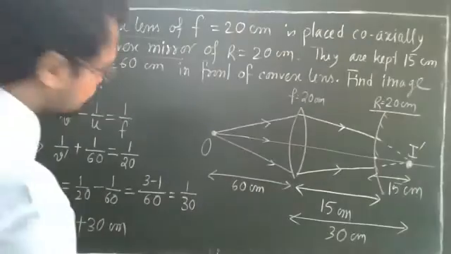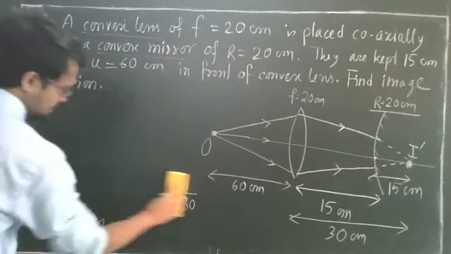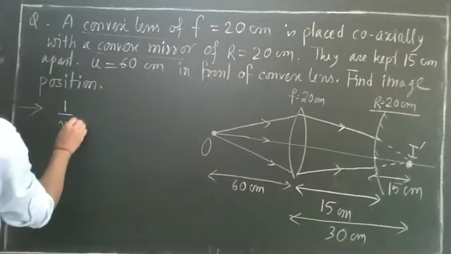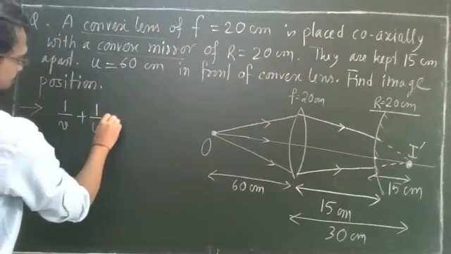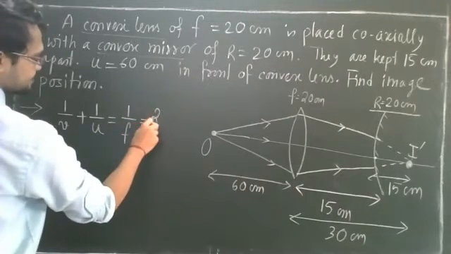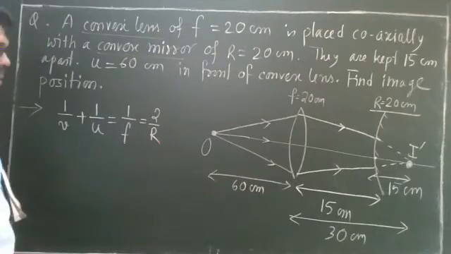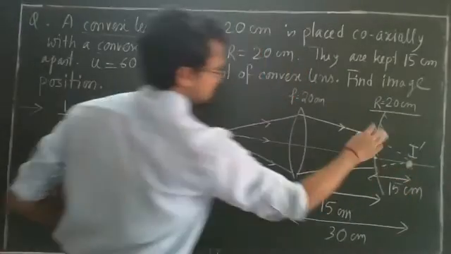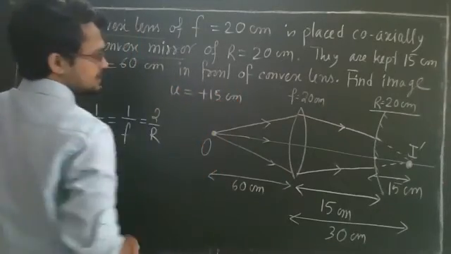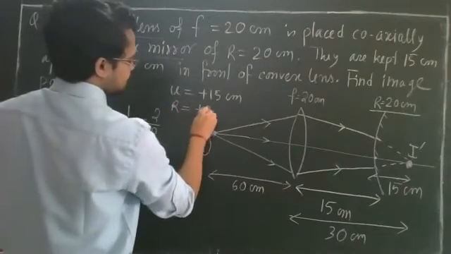So we have to use the formula. I am erasing this one. This was for the lens. Now come to the mirror formula. What is the formula for the mirror? 1 by v plus 1 by u equal to 1 by f, or we can write 2 by R, since we know R. Here, the object distance is 15 on the right side, so u will be plus 15. The radius of curvature is on the right side, so R will be plus 20.